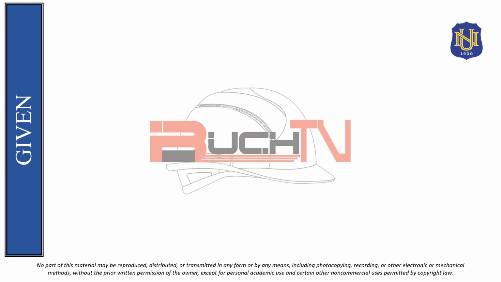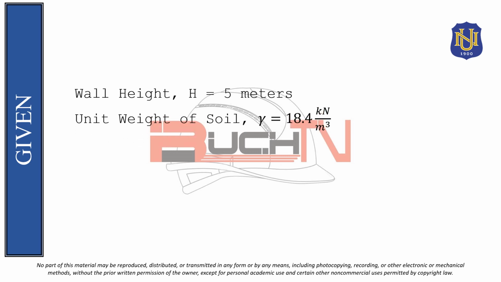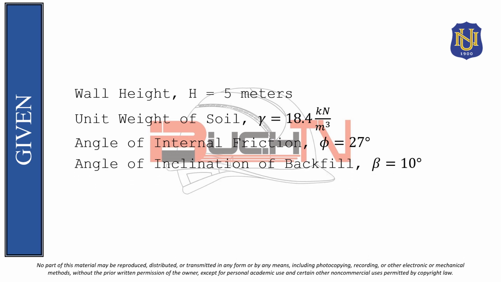So for the givens, we have a wall height equivalent to 5 meters, which is the h, a unit weight of soil, gamma, which is equal to 18.4 kilonewton per cubic meter, and the angle of internal friction, or the angle of shearing resistance, phi, which is 27 degrees, and the angle of inclination of the backfill, beta, is equal to 10 degrees, which is upward from the horizontal.